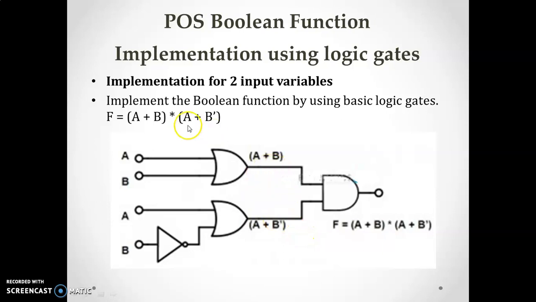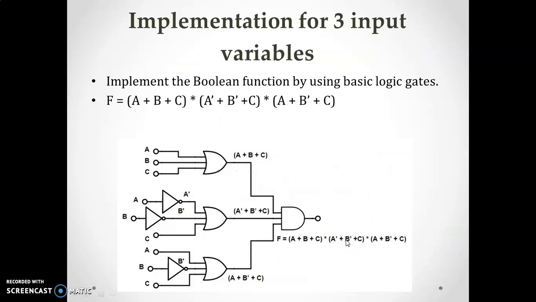So these two are now multiplied together, logical multiplication. So now we need an AND gate. The output of the AND gate will be equal to F. In the same way, a 3 input variable function can be implemented using logic gates.